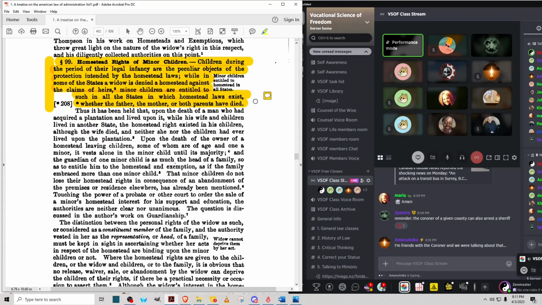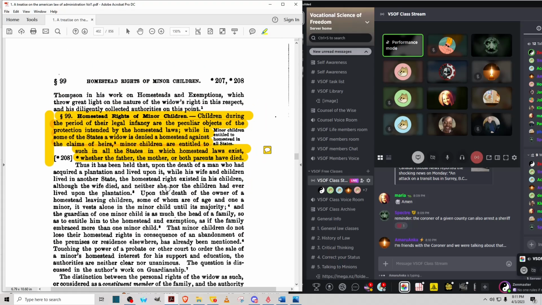Homestead rights to minor children. Okay, I can just read this and quit. All right, so section 99, homestead rights to minor children. Oh, well, let me finish. Hold on, let me finish the thought about the homestead because I didn't quite get done with that.